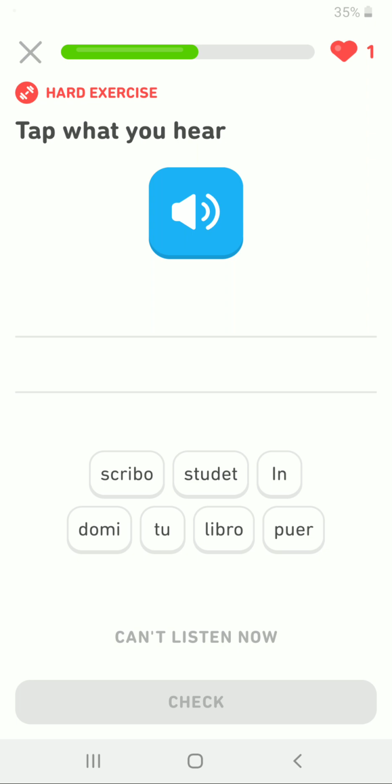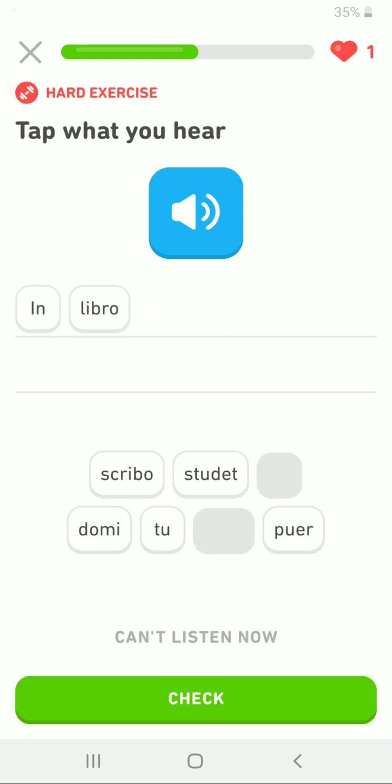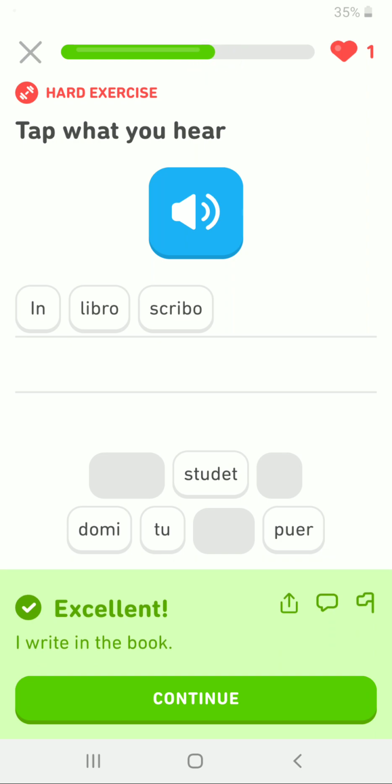In libro scribo. In libro, libros becomes libro because it's preceded by in, which is like a preposition. So in libro scribo. So I write in the book. I write in the book. Okay.